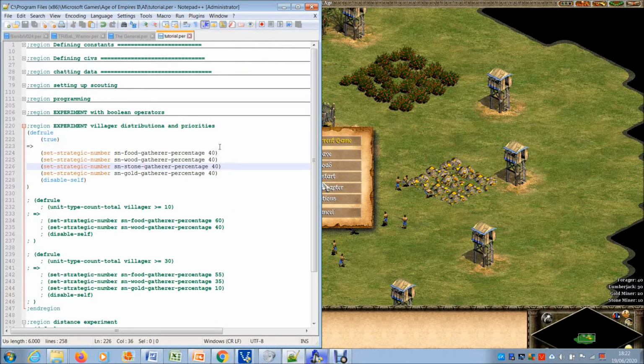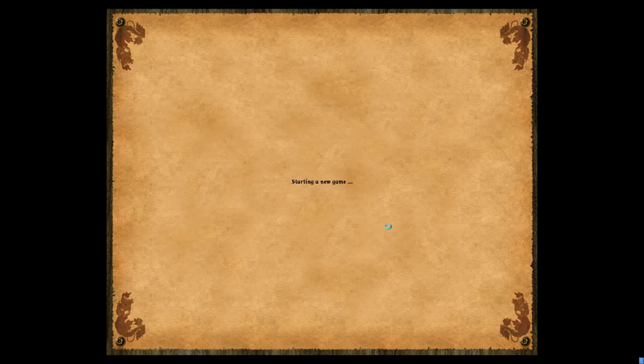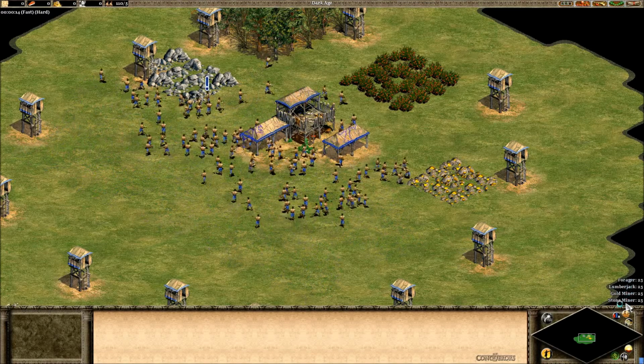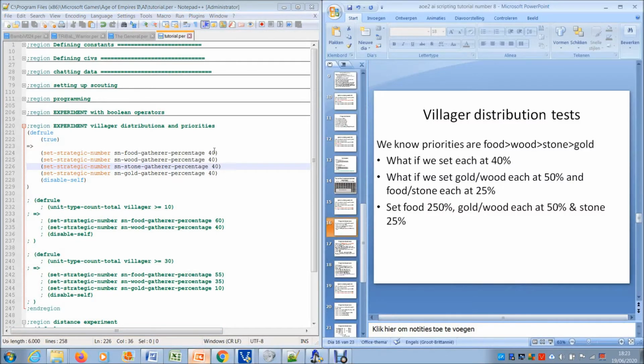You can guess, will it put like 40 on food, 40 on wood, and then the other 20 on stone? Will it divide the villagers between the 4 resources equally according to what's available in villager numbers? We shall see. We see 25, 25, 25, 25 on each resource. We see that if the total is larger than 100 and all the percentages are equal, it will divide the villagers between the resources equally.